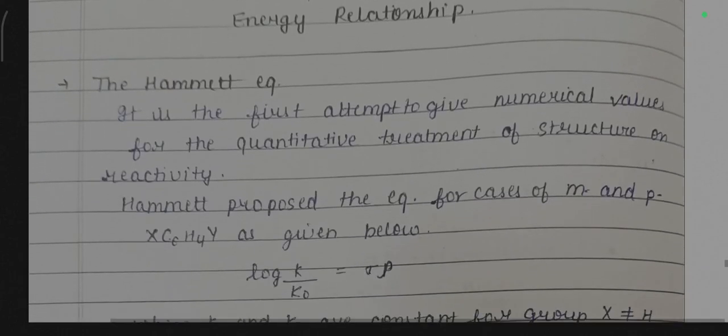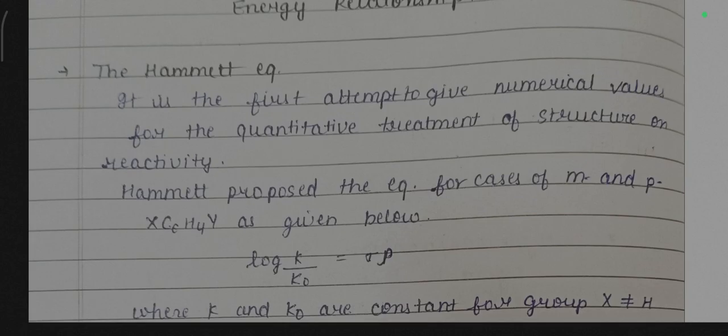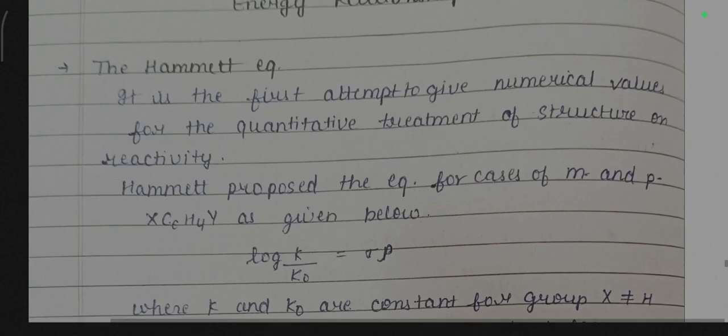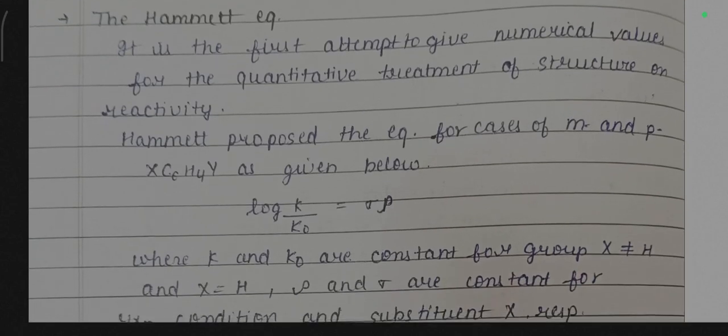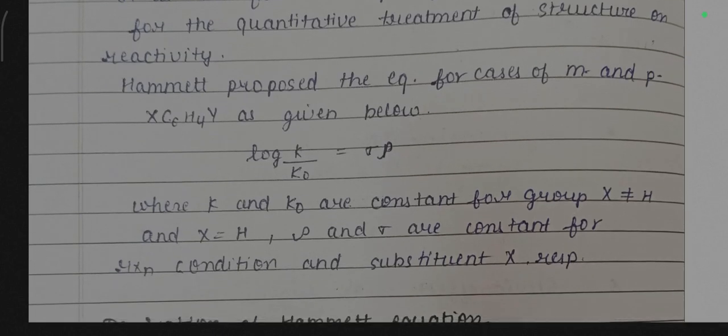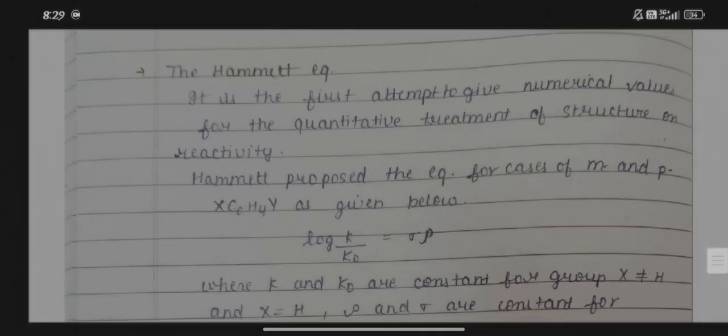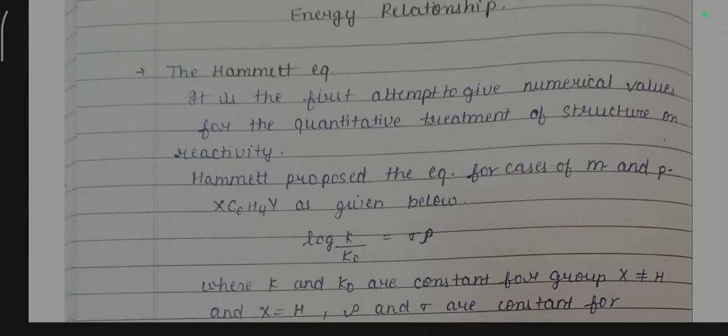The Hammett equation. It is the first attempt to give numerical values for the quantitative treatment of the effect of structure on reactivity. Hammett proposed the equation for cases of meta and para substituted C6H4Y as given below. log k/k0 = sigma times rho.